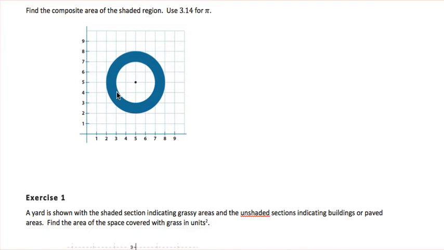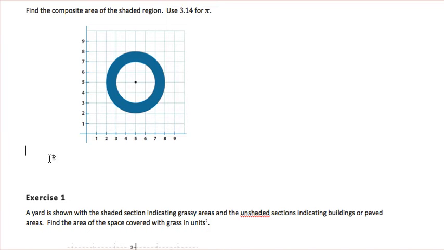First thing we ought to notice is, obviously, we're looking at circles. There is a larger circle, and then there is a smaller circle that is cut out of the larger circle. So what we want to do is find the area of the larger circle, find the area of the smaller circle that's cut out, and subtract them.